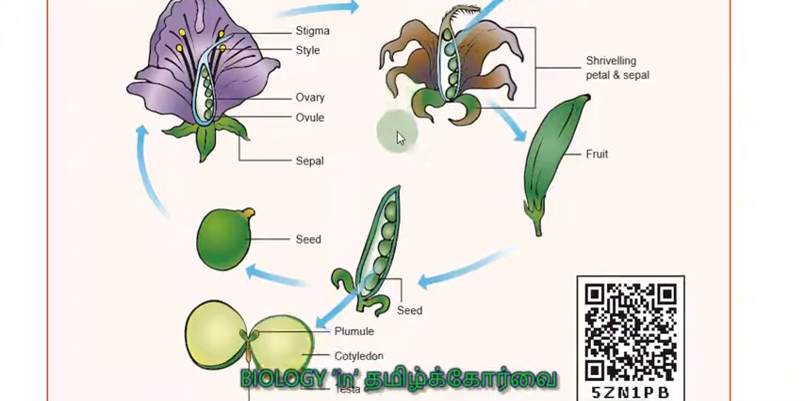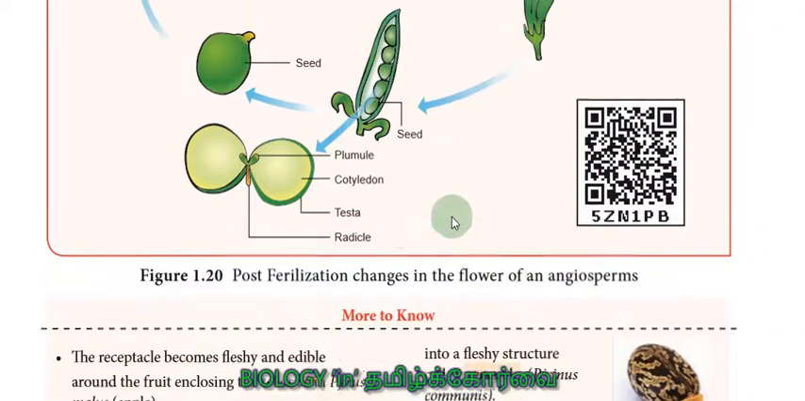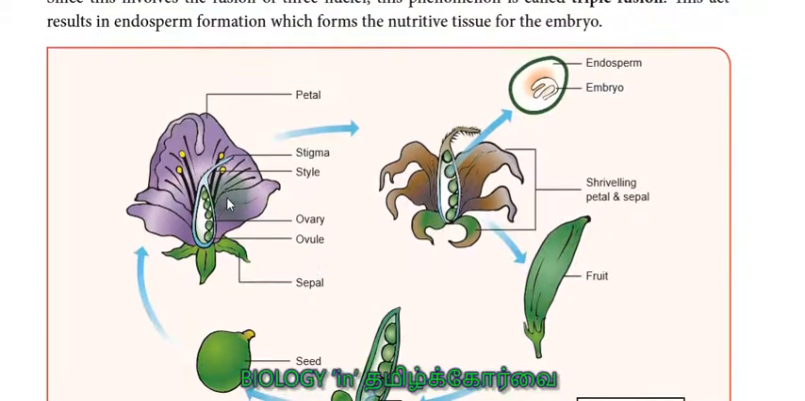Now these are the post-fertilization changes in the flower of an angiosperm. What happened to this flower? The flower consists of four floral whorls in which the petals and sepals shrivel and fall off. Then the androecium also falls off. What happened to the ovary? The ovary becomes the fruit. What happened to the ovule? The ovule becomes the seed. The seed consists of the embryo on one side, which develops into the root and shoot system, and on the other side nutritive tissue for germination, called the endosperm.